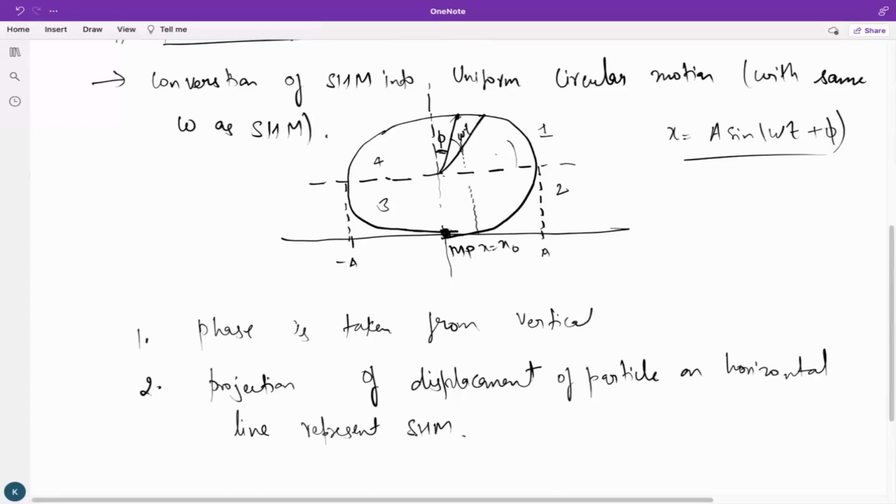And basically the projection I'm taking here on the horizontal line will be represented as simple harmonic motion, and the same thing will be represented in the form of circular motion. So you have to keep this thing in mind. So this is basically our phasor diagram.